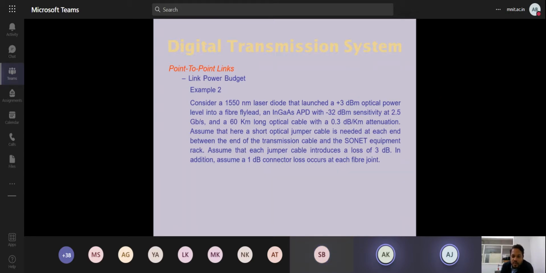So the system margin now is how much? 11 minus 6, 5 dB. Okay. So it's advisable to have a system margin of 6 or higher, but 5 is slightly less, so you would be better off if you can increase the power of the laser diode by 1 dBm. Fine.